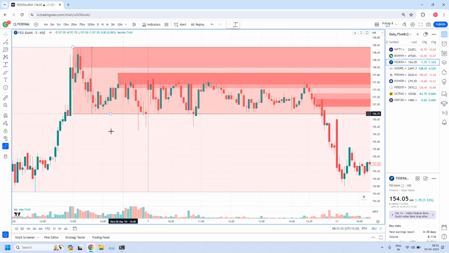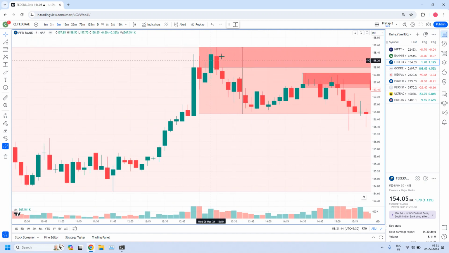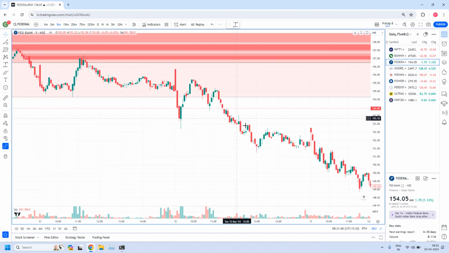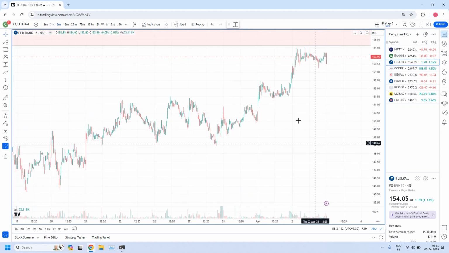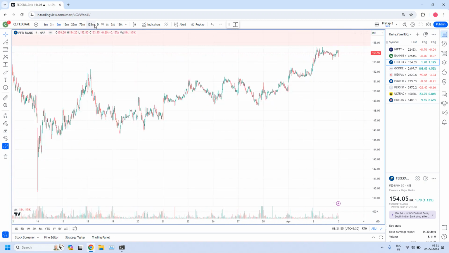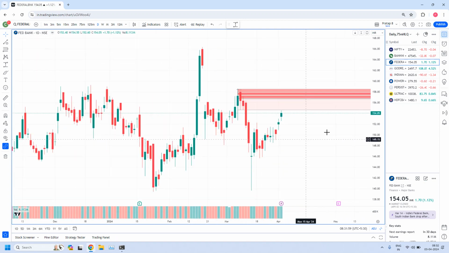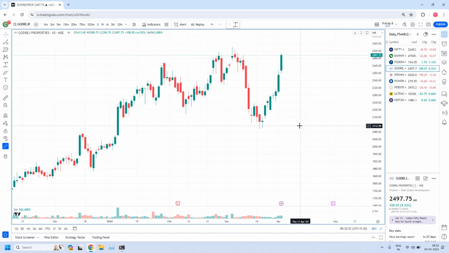And there is one more here, 15 minutes. Here the structure is not good. We have a rally candle, drop candle. So not a good structure. This will be violated. So that's why I didn't fine tune with 5 minutes. But anyway, today prices did not enter into this area. So we didn't get a trade. And the next one is Godrej Properties.